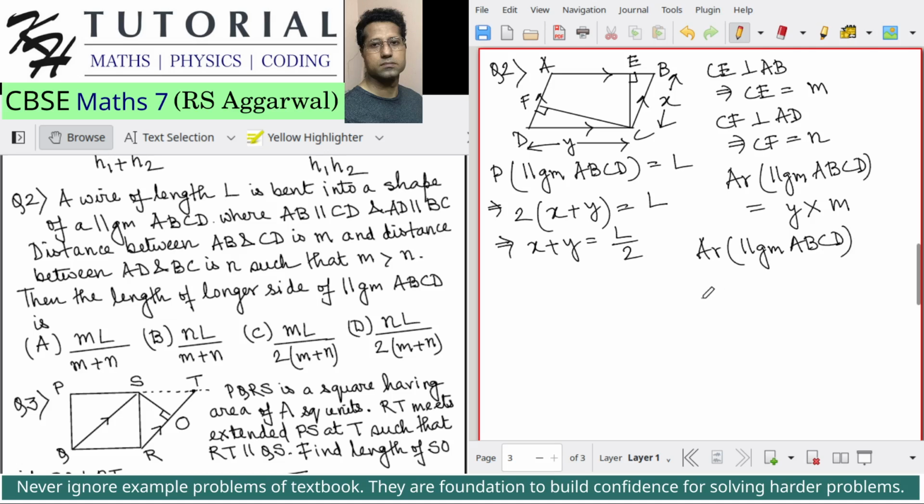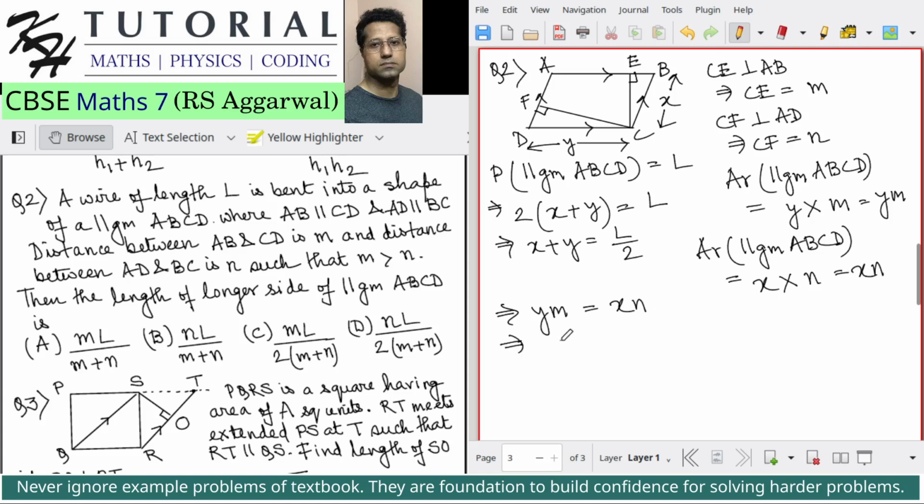Okay, and also I can say that the area of the parallelogram ABCD, considering the pair of opposite parallel sides AD and BC to be the base, and the corresponding height, which is the perpendicular distance between AD and BC, which is CF, which is N. So I can see that the area of the parallelogram ABCD is equal to Y into M, and also it is equal to X into N. So I can say YM is equal to XN.